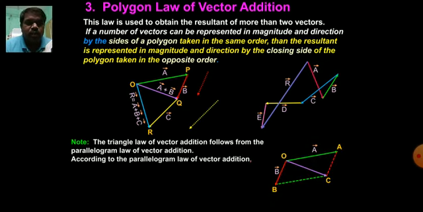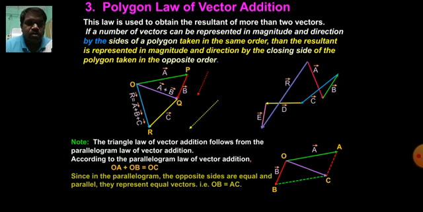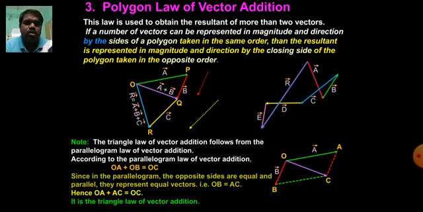So according to the parallelogram law of vector addition, OA plus OB is equal to OC. Since in a parallelogram the opposite sides are equal in length as well as parallel to each other, they represent equal vectors, that is, OB is equal to AC. Hence OA plus AC is equal to OC. It is the triangle law of vector addition.